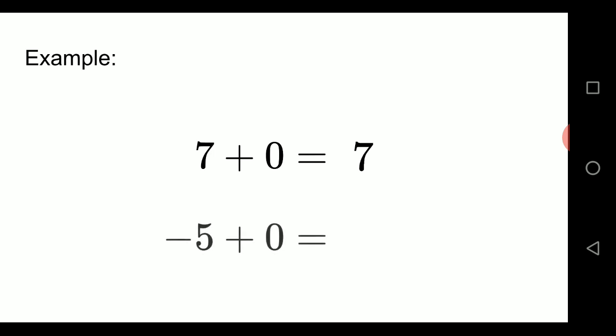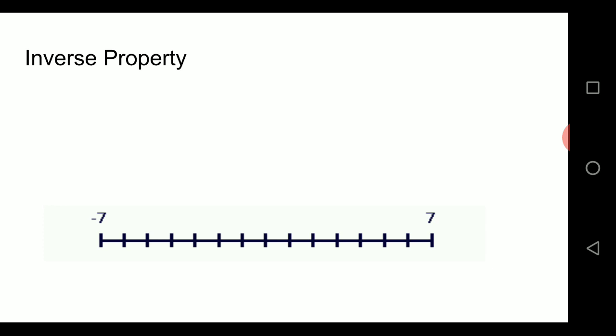Let's find some examples here. If I add 0 to a positive number, say 7, I'm going to get 7. The same number. What if I add a negative number? Let's add negative 5 to 0. I'm not going to get anything different. I'm getting the same number. So this property is known as the identity property of addition, and 0 is the identity value. Okay, so inverse property.